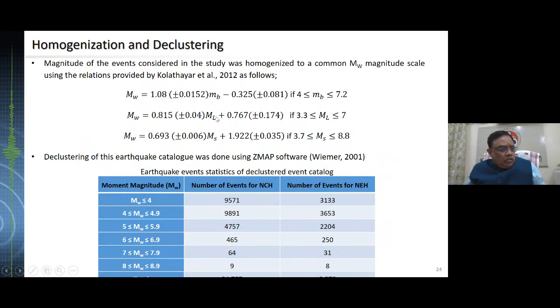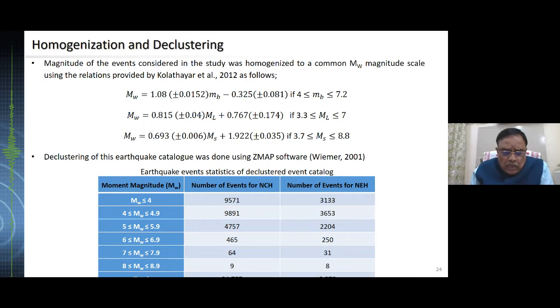Then I will show you homogenization and declustering. We have basically taken the MW magnitude of events considered. The earthquake catalog should have a uniform magnitude scale, so we have converted everything into a uniform scale. The earthquake data provided by different agencies will have different magnitude scales, like body wave, surface wave, local magnitude, moment magnitude, and even some of them are on an intensity scale. All of them are converted to MW.